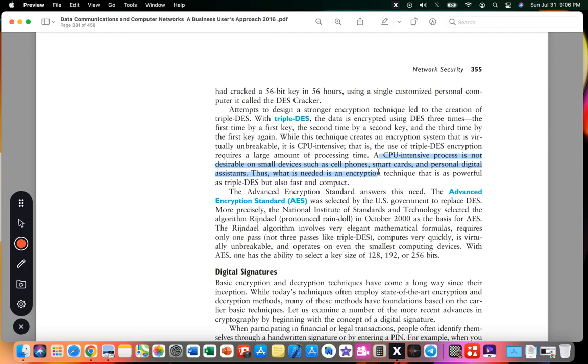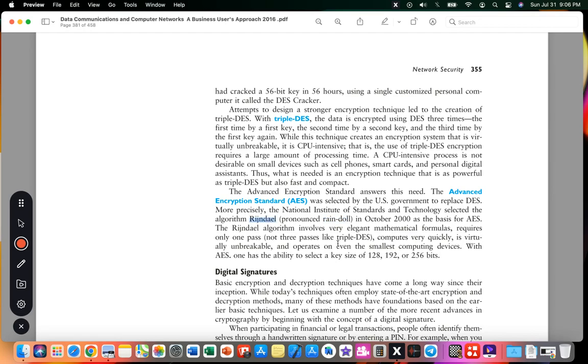Thus, what is needed is an encryption technique that is as powerful as Triple DES, but also fast and compact. The AES, the Advanced Encryption Standard, answered this need. The AES was selected by the US government to replace DES. More precisely, the National Institute of Standards and Technology selected the algorithm Rijndael, pronounced 'Rhine-doll'. I don't know how, but it says here 'Rhine-doll'.